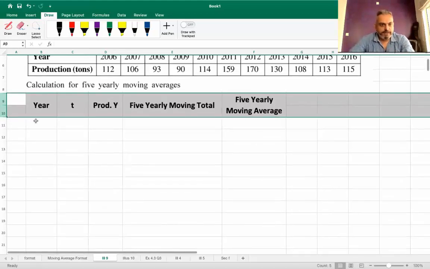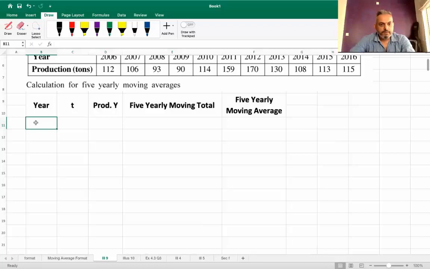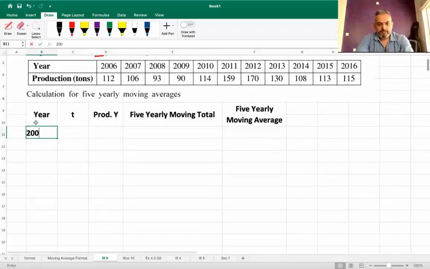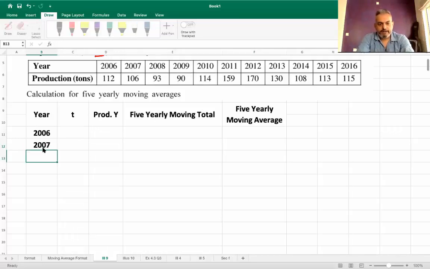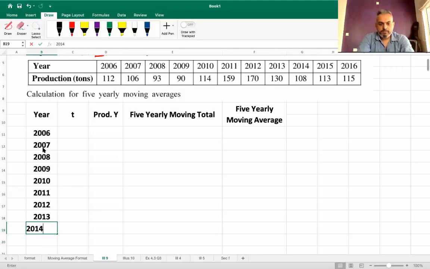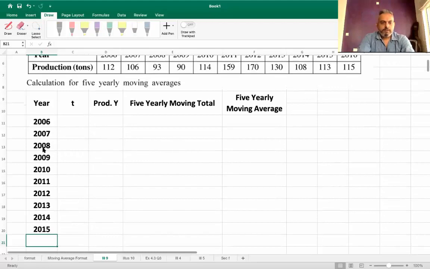Now, let's first write the year. So, 2006, 2007 up to 2016. Start writing 2008, 9, 14, 15, 16.